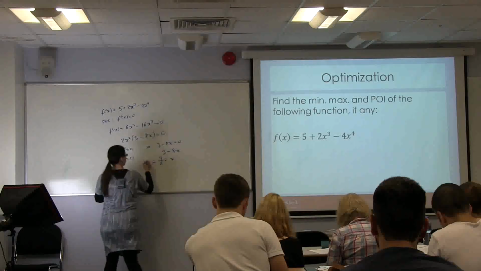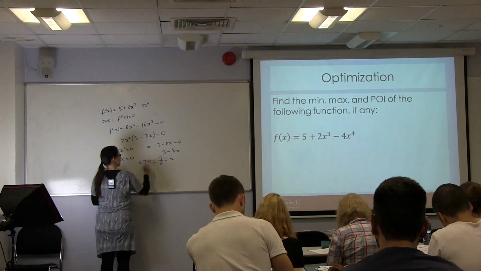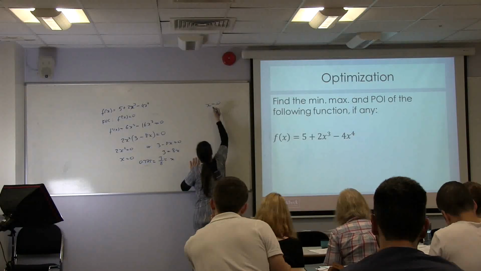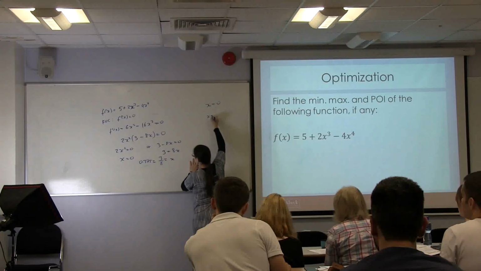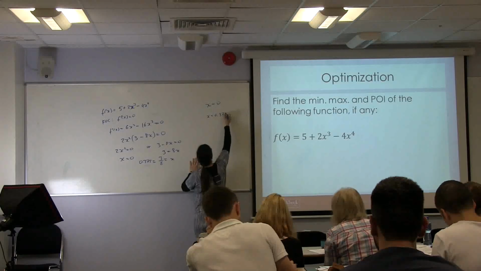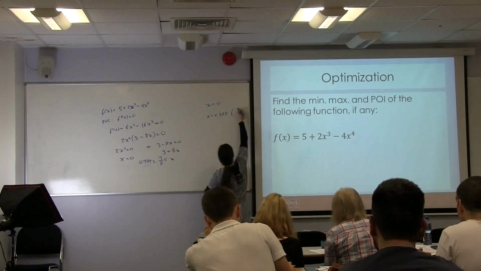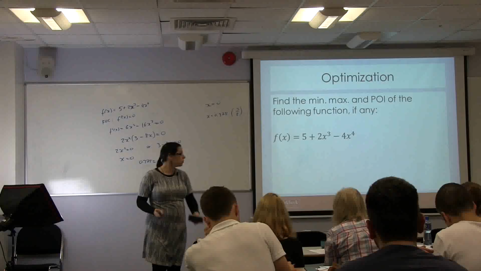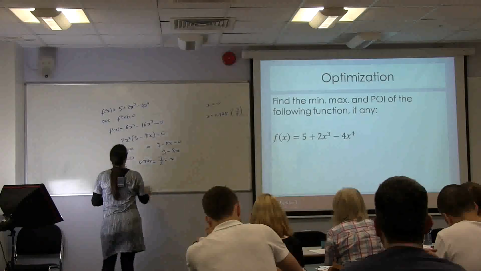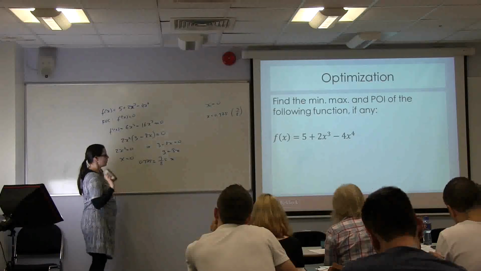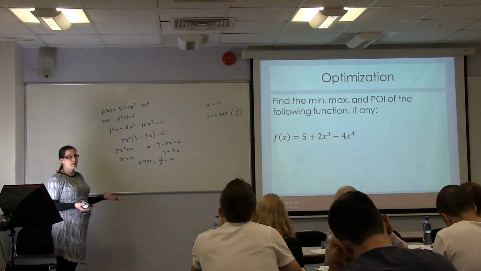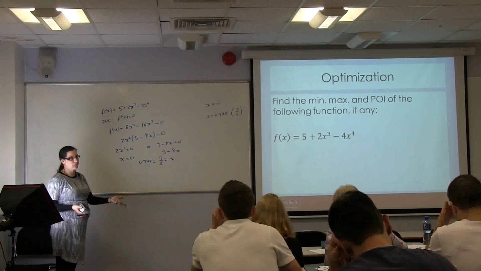0.375. So the 2 points I identified as stationary points are x equals 0 and x equals 0.375, or 3 over 8. We'll see later which form will be more useful. But as long as you've got the calculator, it doesn't really matter if you use the fraction or the decimal.